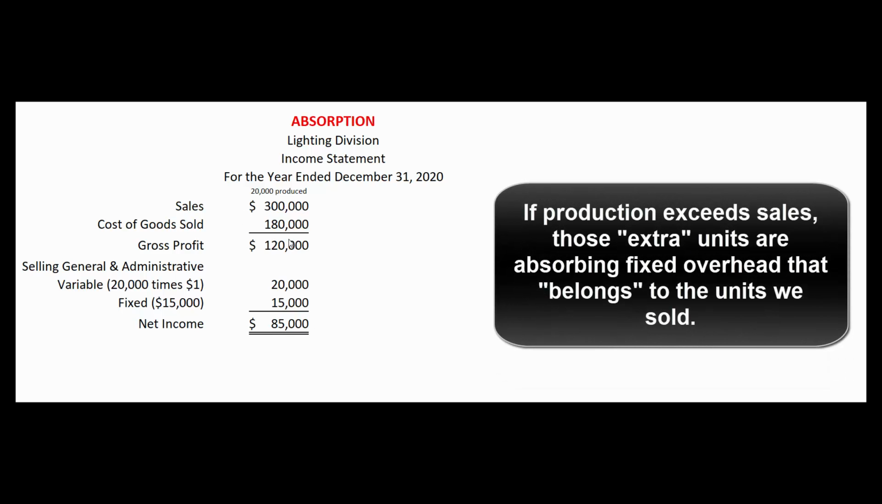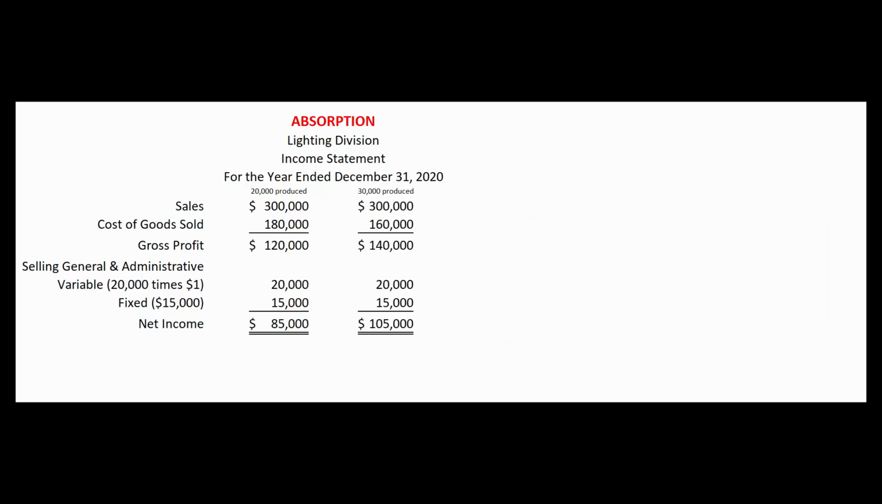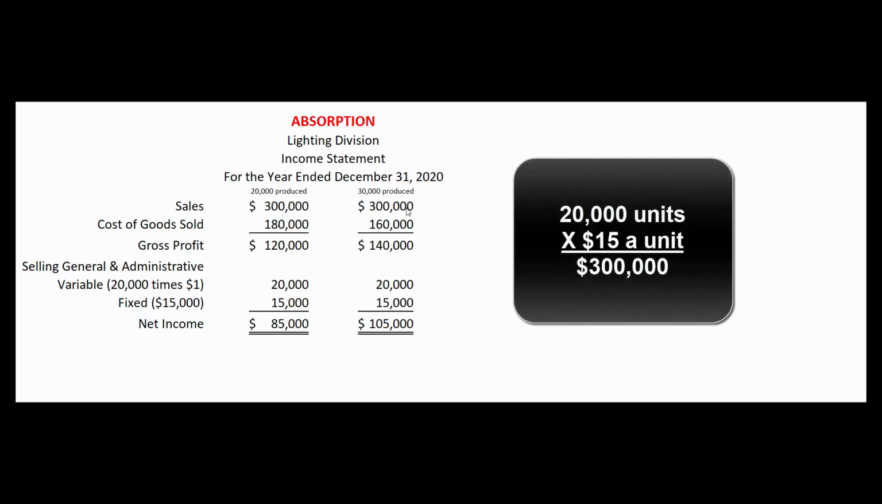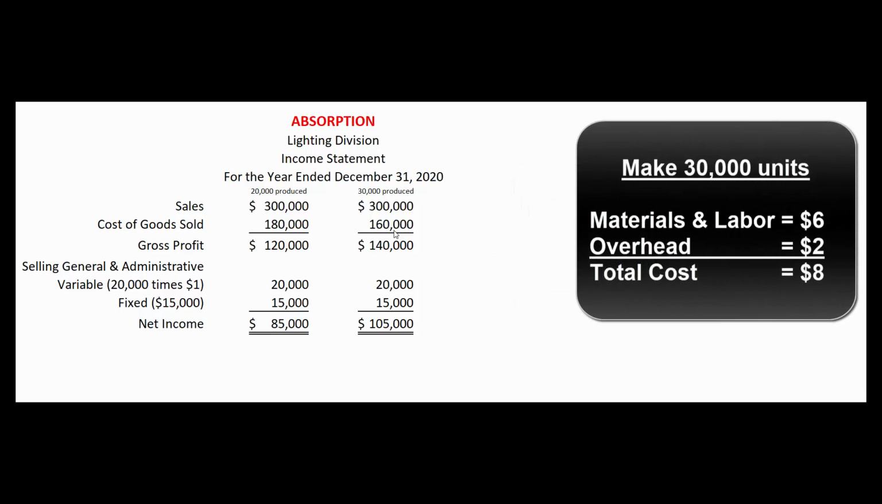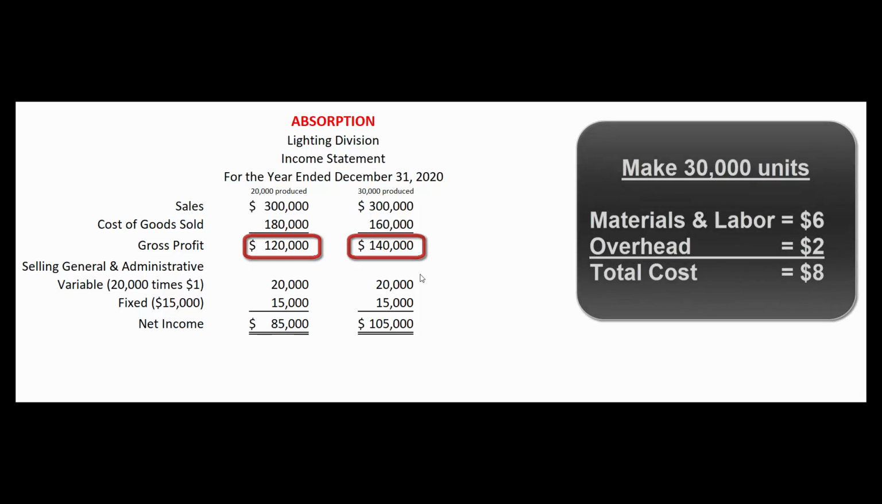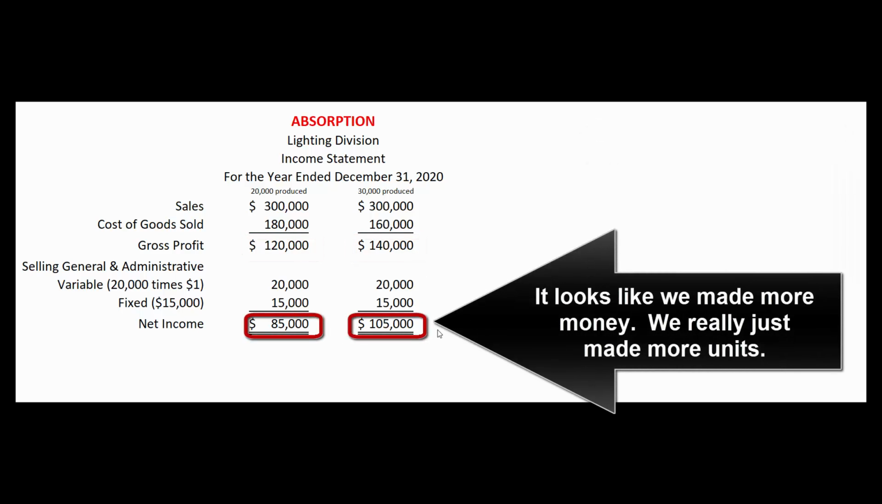If we produce 30,000 units, what's going to happen is our cost of goods sold is going to look smaller because those units that we don't sell are absorbing that extra fixed overhead. So now let's make 30,000 units. Our sales are still the same. We're still only selling 20,000, but our cost of goods sold goes down because each unit only costs us $8. Because remember, each unit absorbed only $2 of fixed overhead instead of $3. So our gross profit looks $20,000 better, and our net income looks $20,000 better. So it looks like we made more money when all we did was make more units.